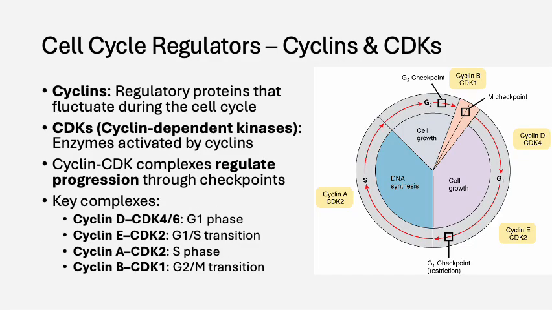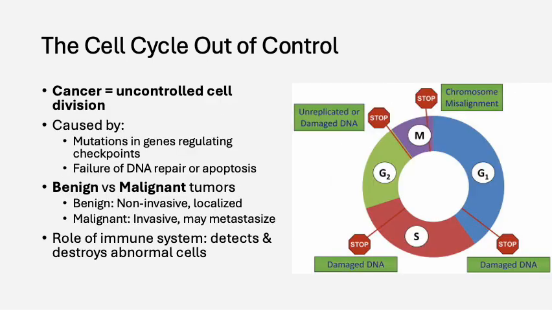Progress through the cell cycle is controlled by interactions between cyclins and cyclin-dependent kinases, or CDKs. Cyclins are regulatory proteins whose levels rise and fall throughout the cycle, while CDKs are enzymes that become active when bound to cyclins. Together, cyclin-CDK complexes trigger transitions such as entry into DNA synthesis or mitosis. This precise regulation ensures that each phase of the cell cycle occurs in the correct order.